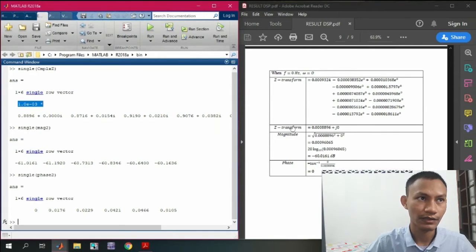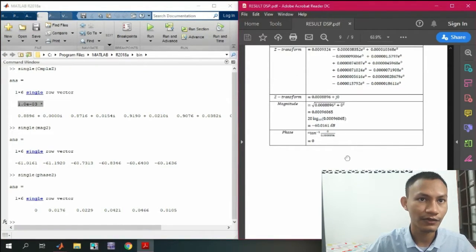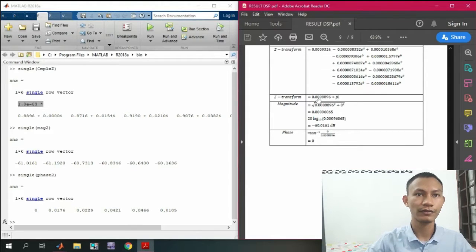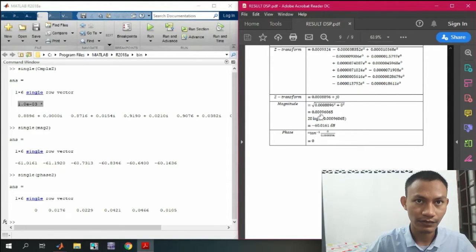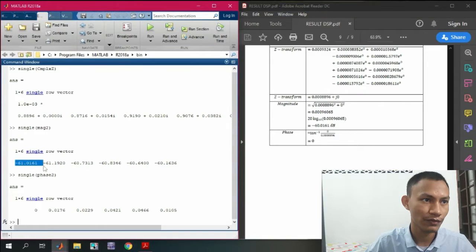For the Z transform, for the complex, and magnitude is in dB. For the complex, we can get the magnitude. So this is our calculation, and this is for the simulation. So we can get the magnitude negative 61.0161 dB. So here proves negative 61.0161, and this is for phase.